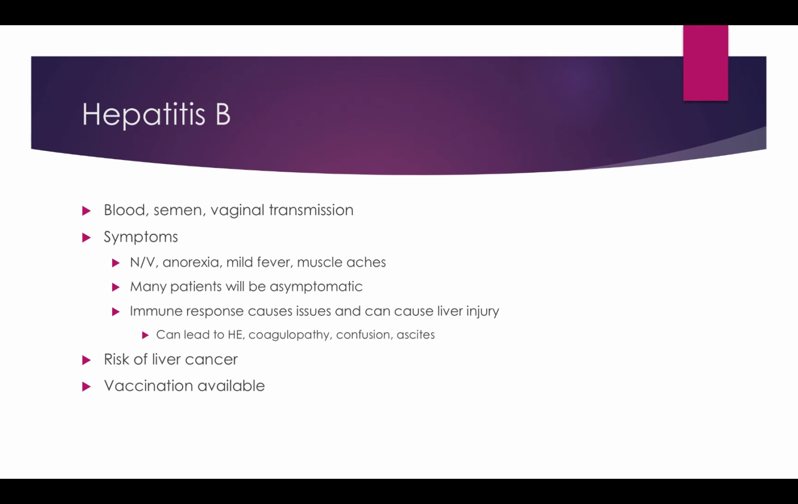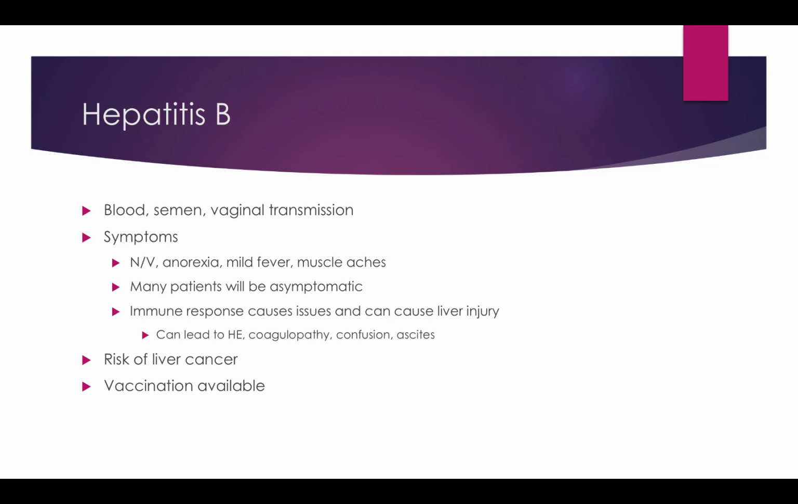Hepatitis B. This is blood, semen, vaginal transmission. Symptoms are similar to hepatitis A: nausea and vomiting, weight loss, mild fever. Many patients may have a few initial flu-like symptoms, just not feeling very good, and then they may be asymptomatic after that.